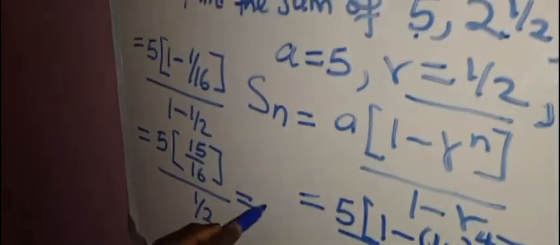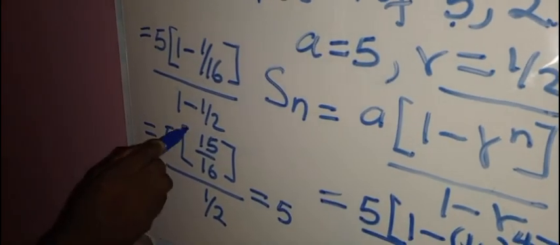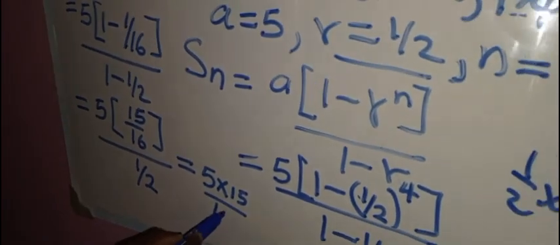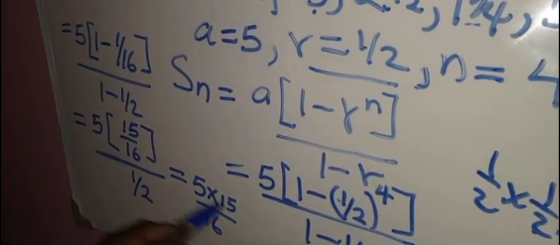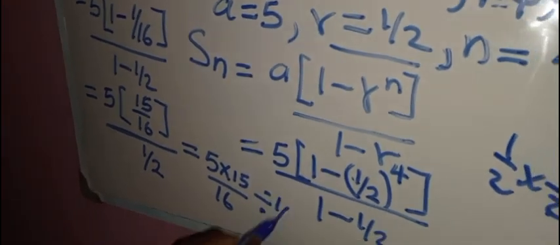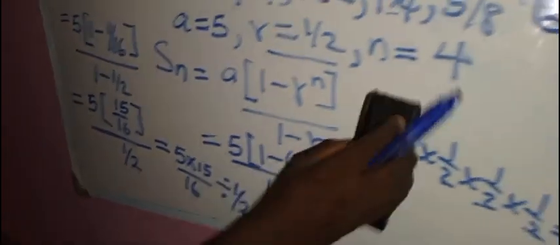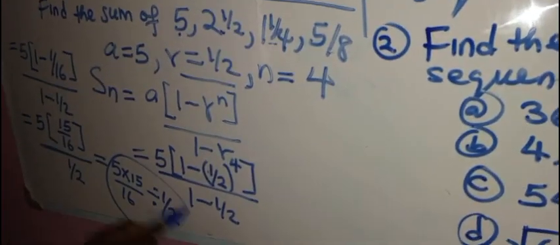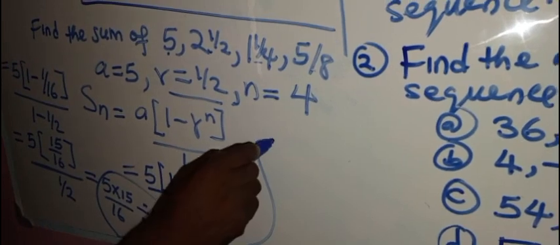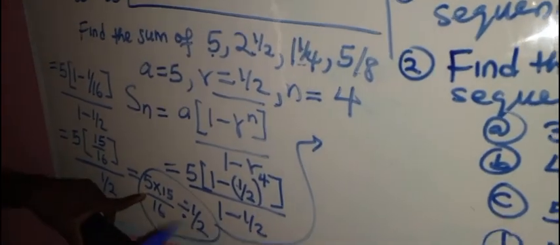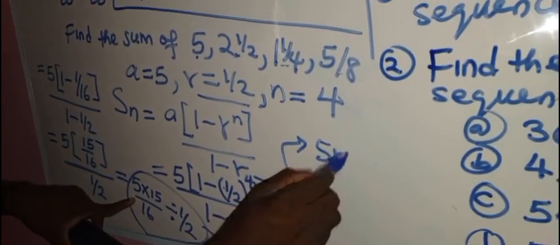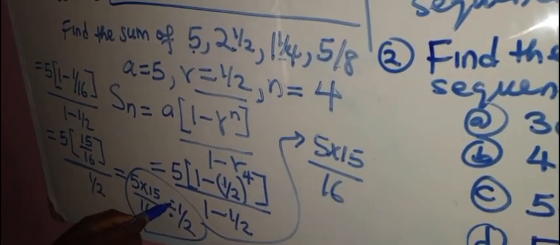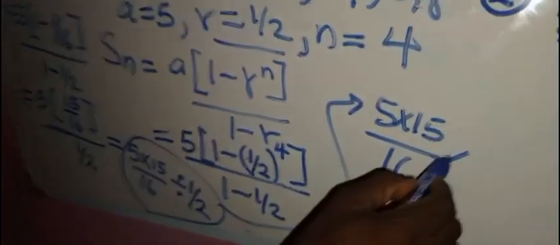Now, open the bracket. Don't forget that the meaning of this is this. This is 5. If you open this bracket, it means times 15 over 16. This line here means divided by 1 over 2. Are you following me? I want to continue this to get our final answer. The meaning of this is 5 times 15 over 16. Now, I want to change this division to times.